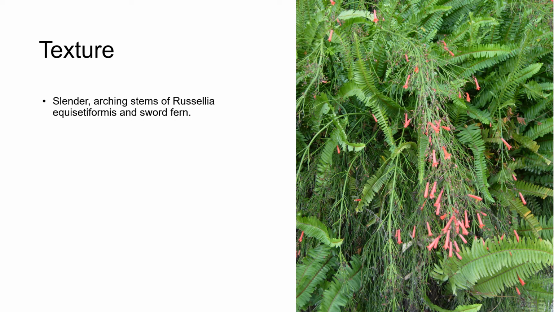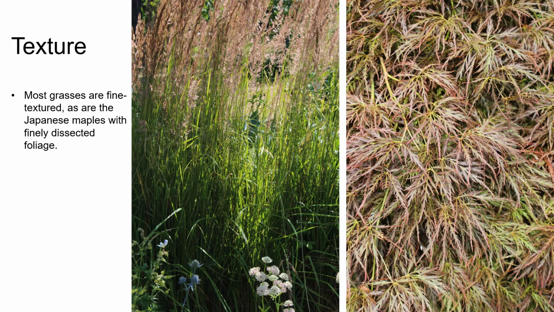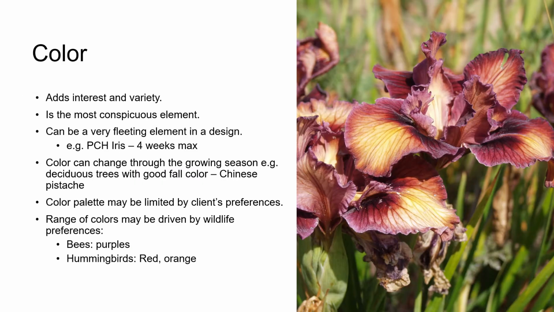And here's an example of a couple of plants that we describe as having a fine texture. We've got the slender arching stems of Russelia equisetiformis with the red tubular flowers and the fine textured foliage of the sword fern fronds. Most grasses are fine textured, as are the Japanese maples, pictured here on the far right, that have particularly finely dissected foliage.